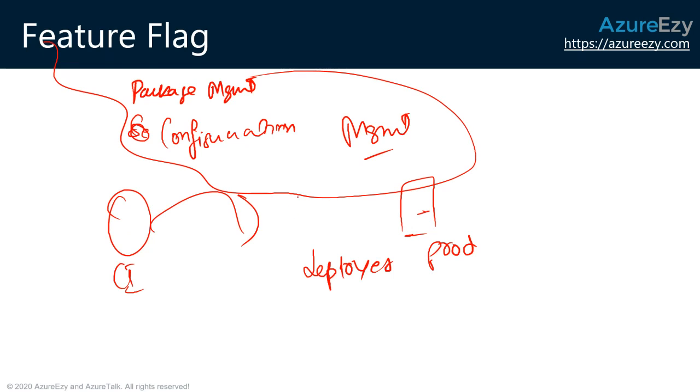Now initially, suppose version 1 was there, and it has only A and B features. Now the next version comes with A and B already there, and then C and D are coming. Now you don't want C and D available to everyone, right?